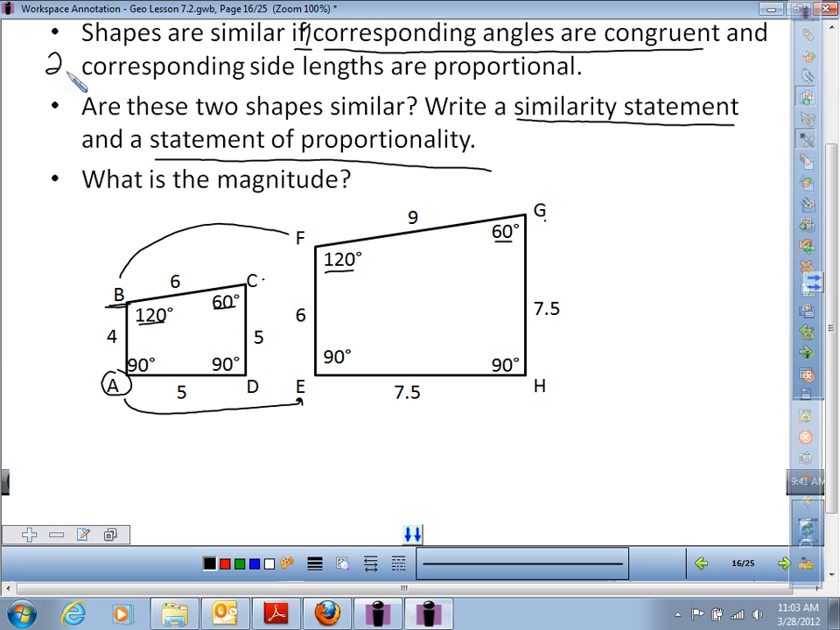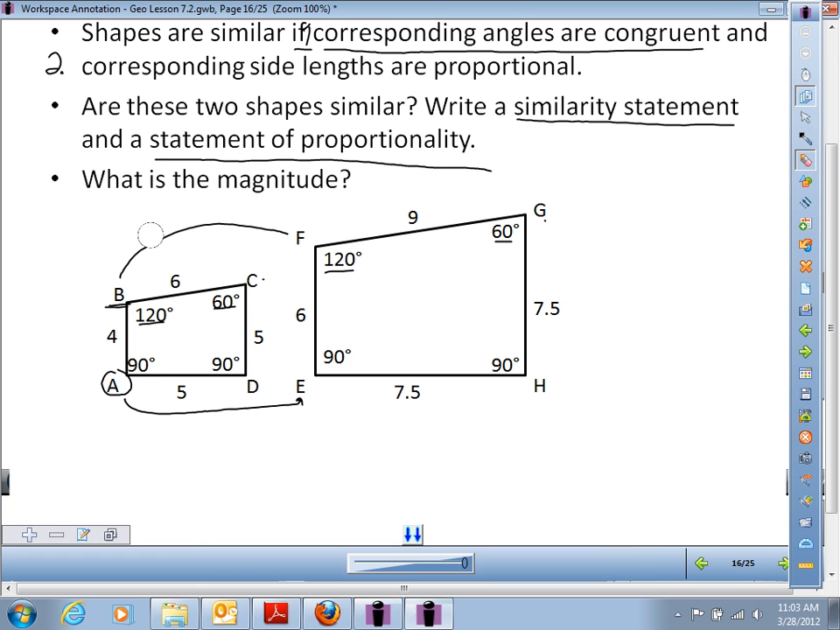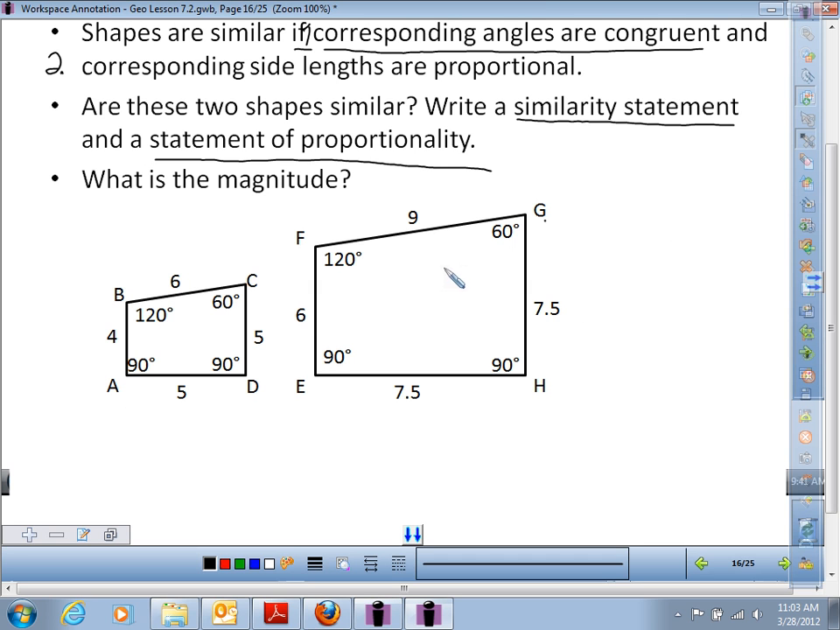But now we have to go to the second part of that definition, and this is the tricky part. Corresponding side lengths are proportional. Okay, so I'm going to erase all the scratchings I just made now. Now we're worried about side lengths. So let's go to the first side length. What I'm going to do, guys, is write a ratio here of sides. I'm going to start with the smaller shape and put it in the numerator. So if we look at 4 right here, go over to this shape over here. What side length is corresponding to that 4? Well, it's 6. So I'm going to put 4 over 6.